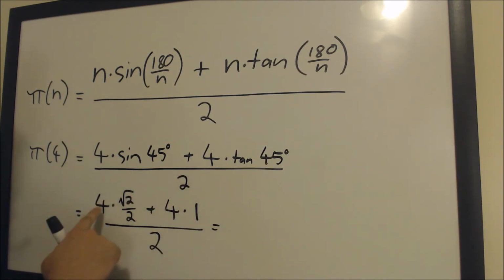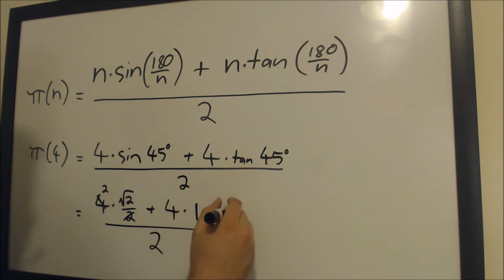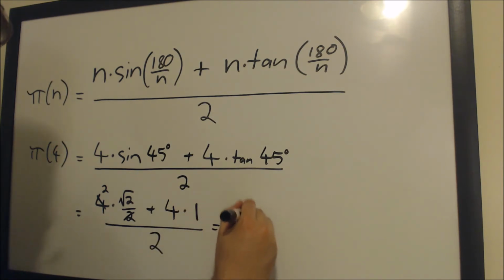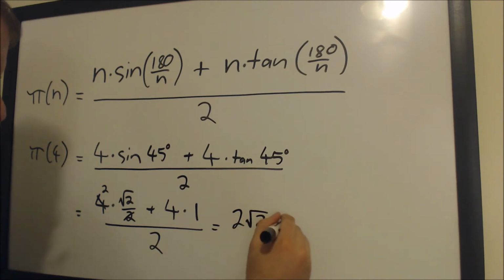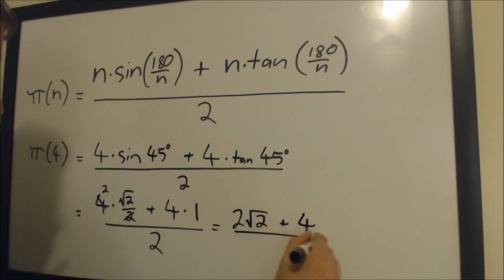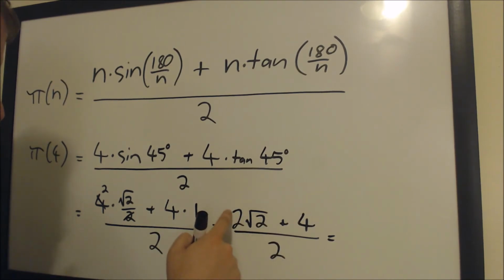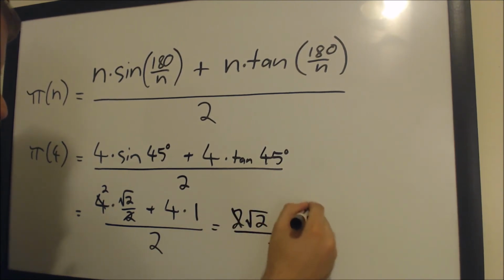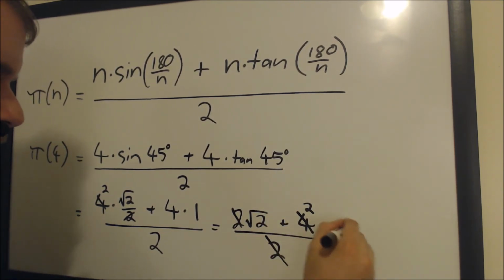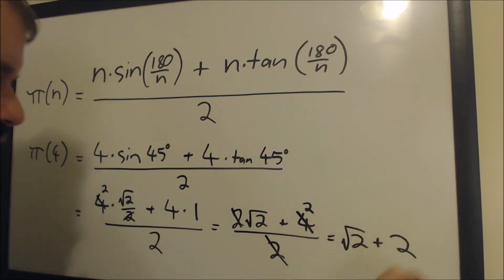So now, when I do this, I get some cancellation here. The 4 divided by 2 just becomes 2, so we end up with 2 times square root of 2 plus 4 times 1, which is 4, all divided by 2. And finally, the last bit of simplification: I can cancel this out, reducing that to 2, and we end up with root 2 plus 2.